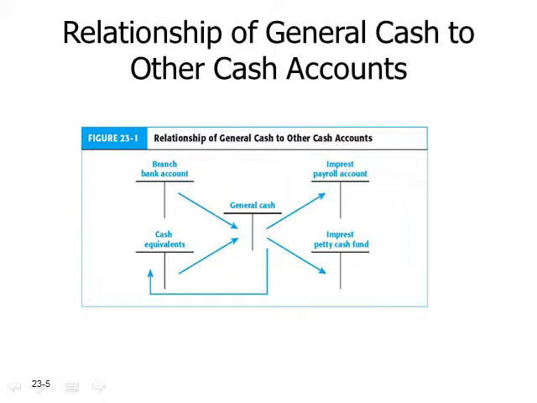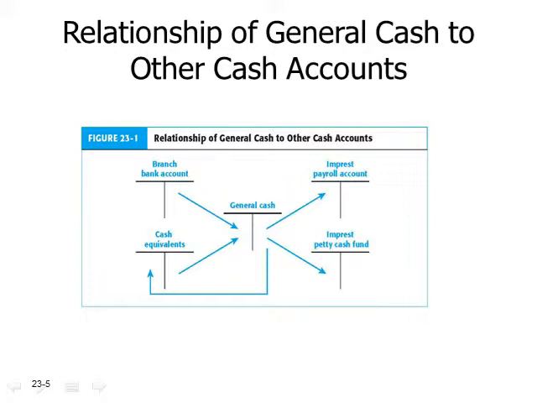Again, this diagram is simply to help us understand the relationship of the general cash account, which usually funds all of the other different types of cash accounts in the organization. We may have branch bank accounts where deposits may be made locally and that money is transferred into the general account. We may also have imprest payroll accounts to fund payroll operations, which are funded by the general cash. We may have a petty cash fund, which is used for very small minor purchases where we just want to pay cash for them, which is funded by the general cash account.